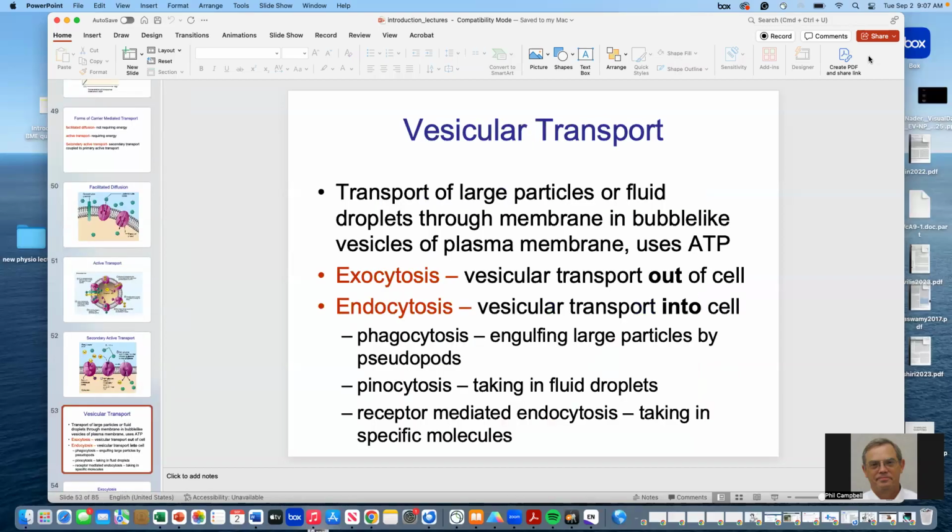Okay, let's talk about vesicular transport. What is that? This is moving larger things, including fluids. First off, we will divide vesicular transport by which direction transport is occurring. If transport is going from inside the cell to outside the cell, it's called exocytosis. If it's going from outside to inside the cell, it's called endocytosis, right?